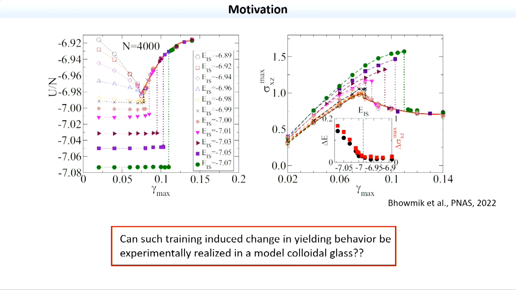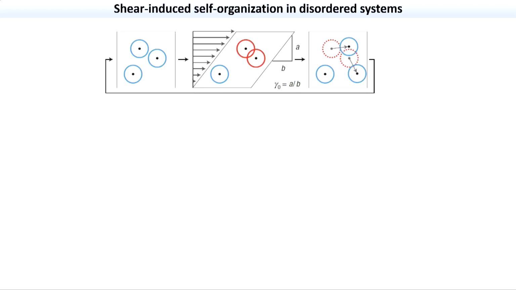So now, can such training induced change in yielding behavior be realized experimentally in colloidal glass? We tried to search a lot, but we didn't find any experimental system that clearly shows that this annealing changes the yielding behavior of the system. So then we got interested in this problem.